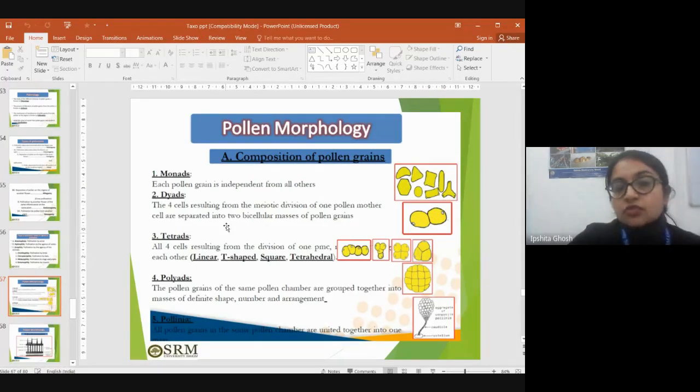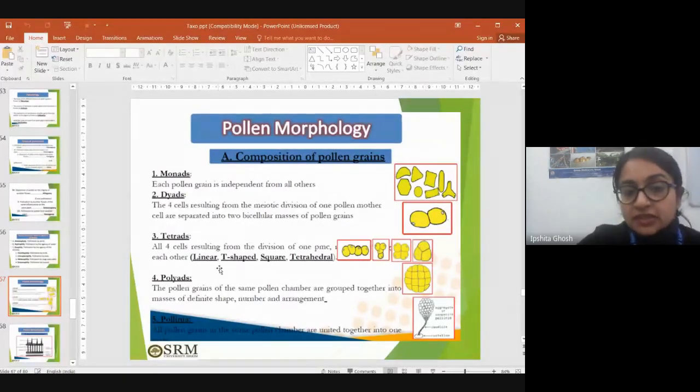So the tetrad term, the terminology is such that it will help you remember the meaning of the pollen grain type. Like in monads, mono means one, di means two, tetra means four, right? So as the name suggests, you can expect four cells resulting from the division. As you can see in the figures, from different angles they can look different. In all these cases, it's called a tetrad.